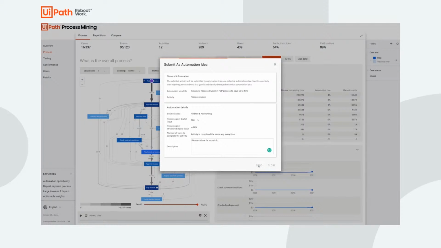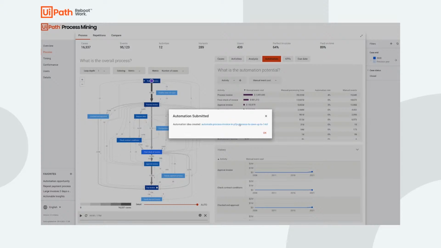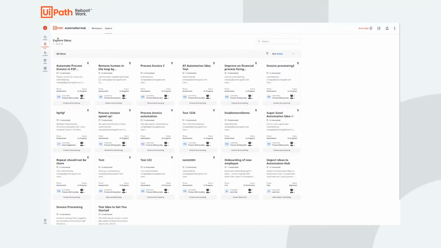Now, let's transition to Nicholas, the Automation Center of Excellence lead. Nicholas has a long list of proposed automations that are sourced from different parts of the UiPath platform: task capture, employee crowdsourced ideas, task mining, and of course, process mining. He can now prioritize all the automations that the organization has identified based on their impact.